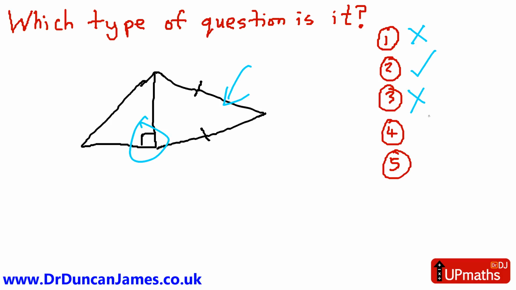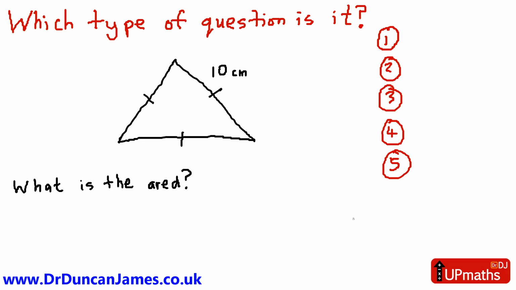But oh look, there is a right angle, so there's a right angle. So it looks like it's a combination of two different triangles. Maybe we'd use different skills from both to finally answer the question. Let's look at the next one. Oh, it's asking for the area. Have a go at this in your own time if you like.